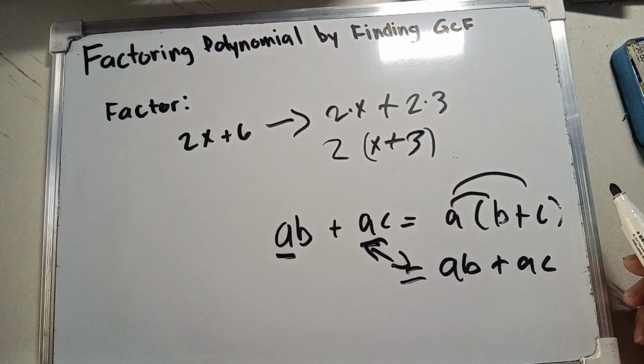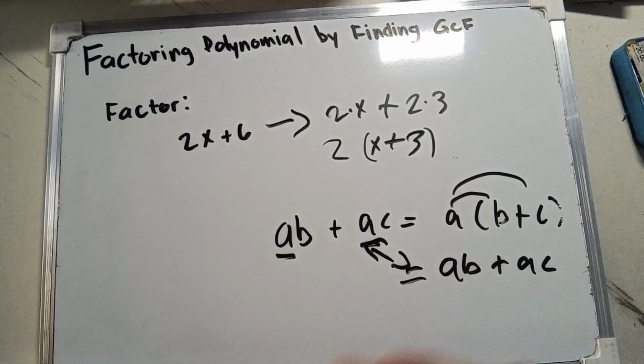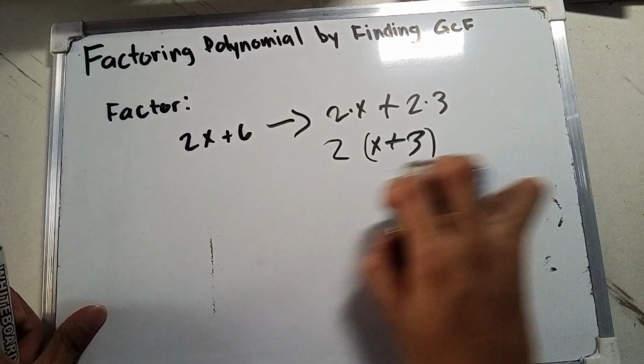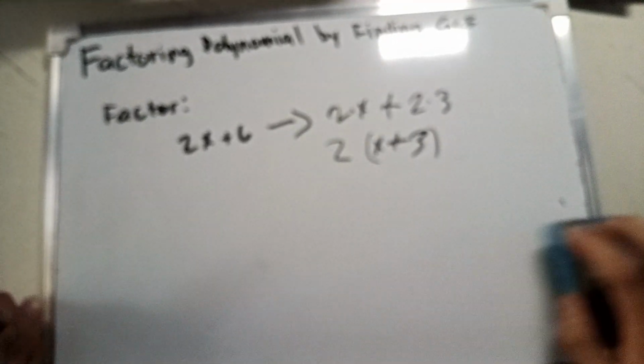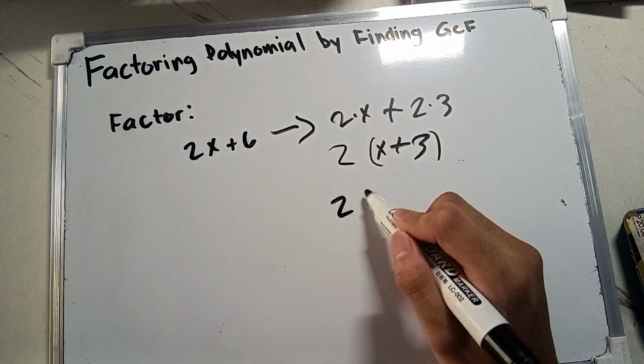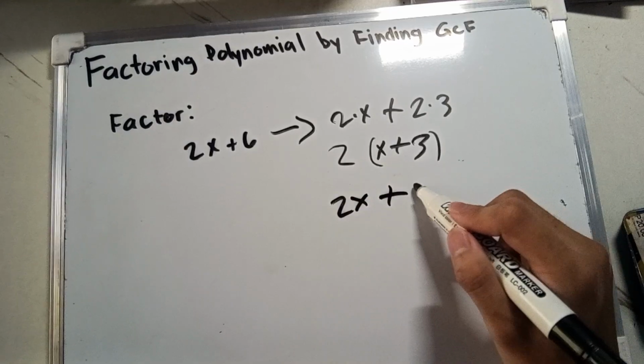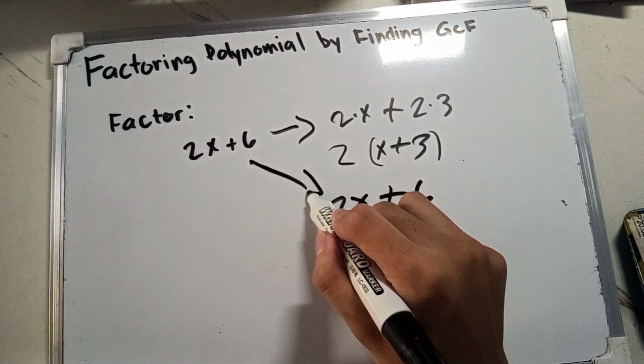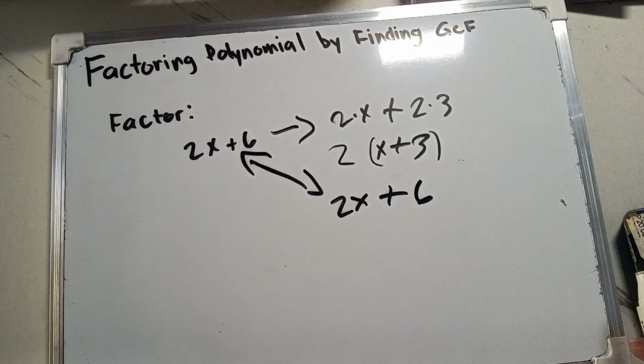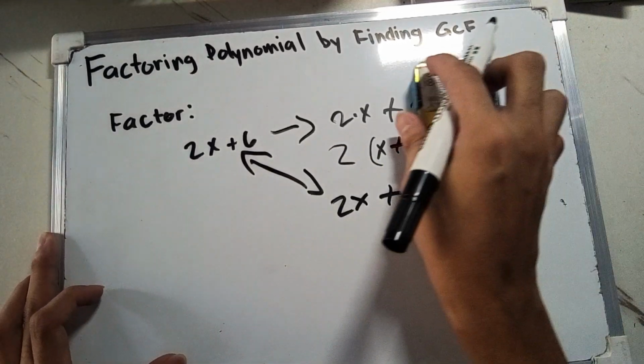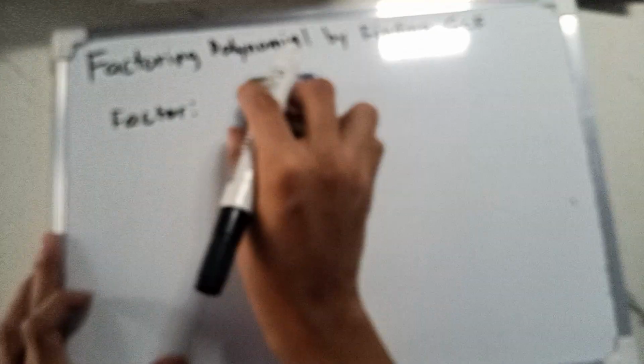So to check if our answer is correct, we multiply it. 2 times x is 2x, plus 2 times 3, that is 6. So we came up with the same polynomial. So on to the next topic.